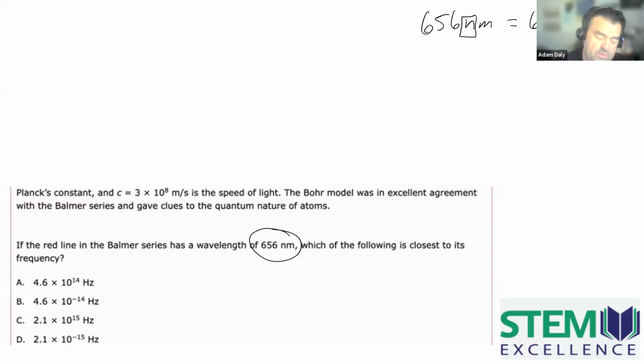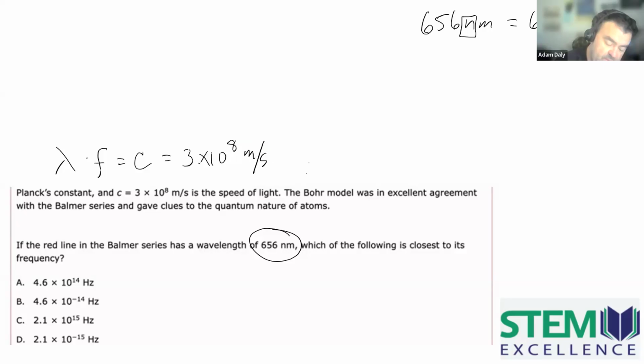And we're asked, what is the frequency? Okay, so for the frequency, we have lambda times the frequency equals the speed of light, right? That's the equation that we're expected to use, and c is given in the passage: 3 times 10 to the 8 meters per second.